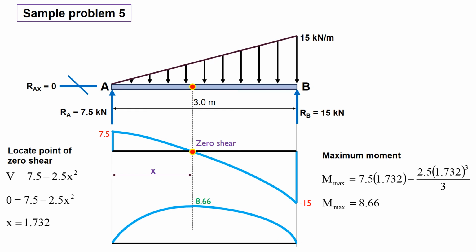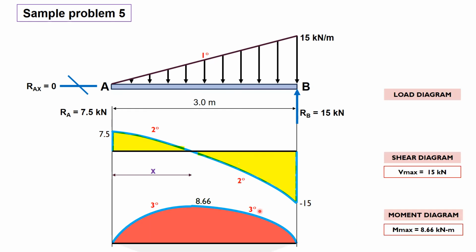And this is now your shear and moment diagram. So, these are now the diagrams. The load diagram, the shear diagram: the maximum shear is 15, and the maximum moment is 8.66.